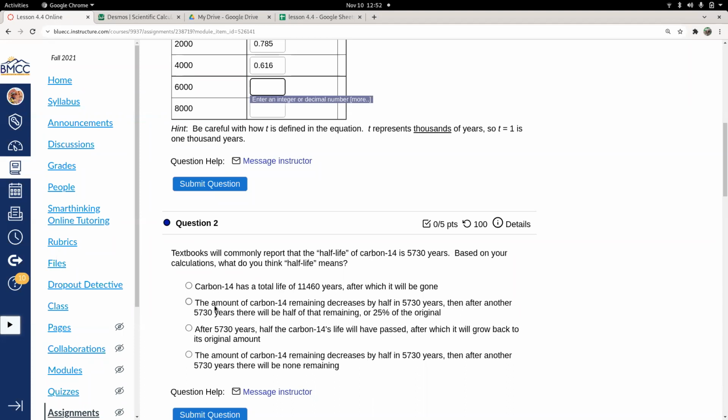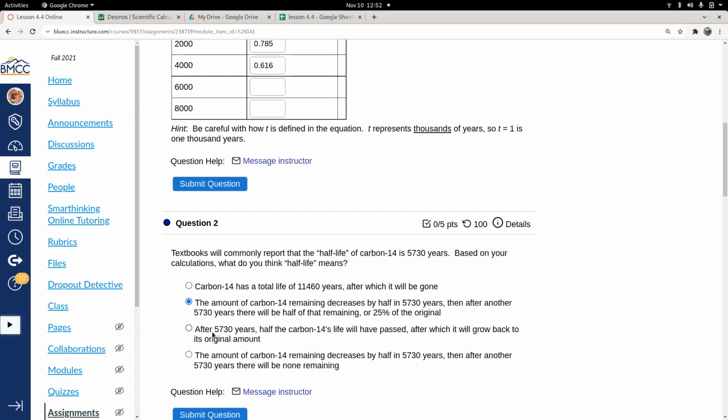Let's see, what about the next one? The amount of carbon-14 remaining decreases by half in 5,730 years. Yeah, my spreadsheet definitely verified that. Then after another 5,730 years, there will be half of that remaining. Half of a half is 0.25. I'm pretty sure that's true according to my spreadsheet, but let's look at the other ones to make sure.